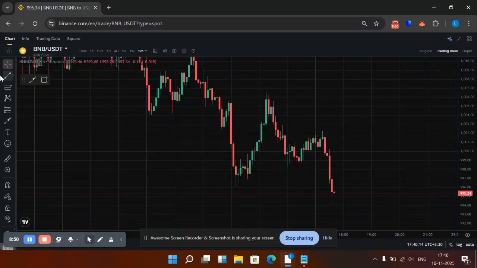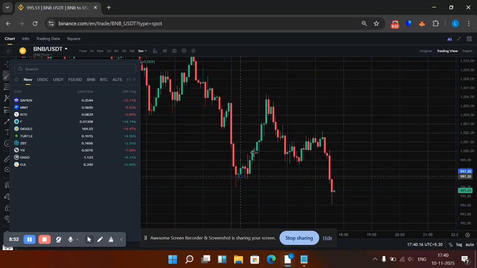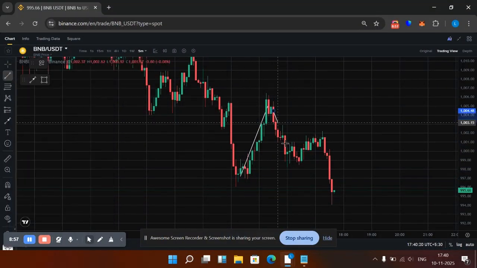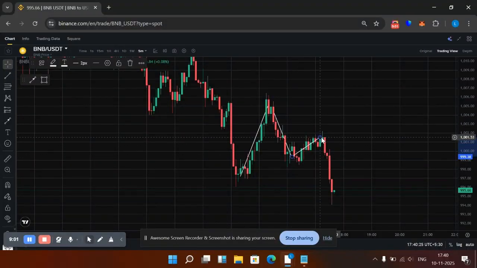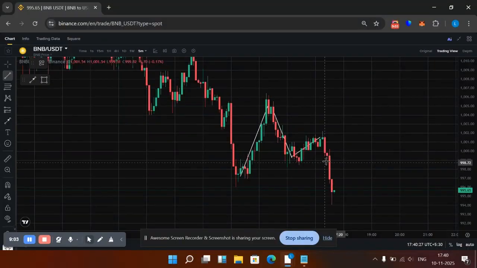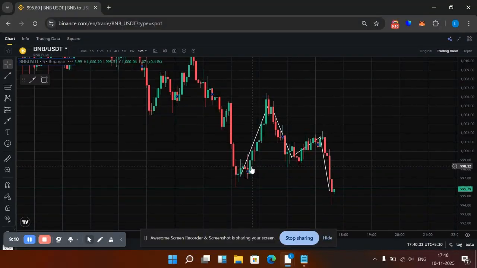Which pattern are we having here? This is the pattern. Let's note it down. This is an M pattern. M pattern signifies the bullish. Now there might be that it goes down. We don't know. But most probably there is a chance of bullish.